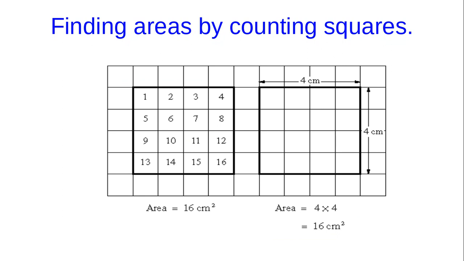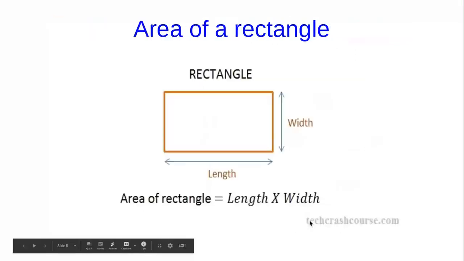Finding areas by counting squares. So take a look at this square here. The area is 16 centimeters squared because if you count all the squares, there are exactly 16 squares in this box. Another way you can find the area is if you multiply the length by the width. So as you can see here, the width is 4 centimeters and the length is 4 centimeters, which gives us an area of 16.